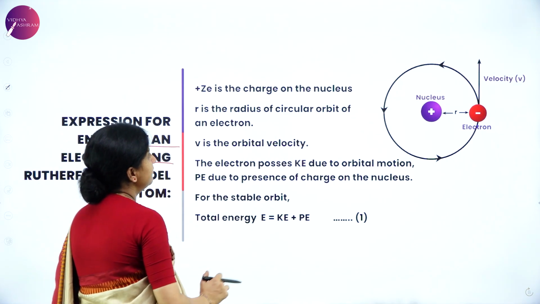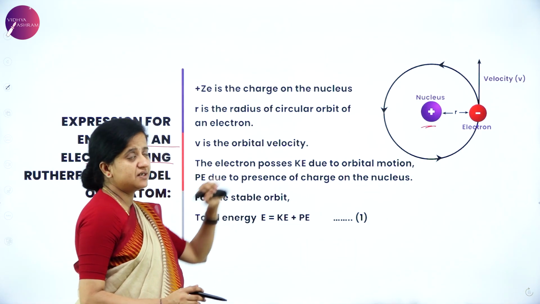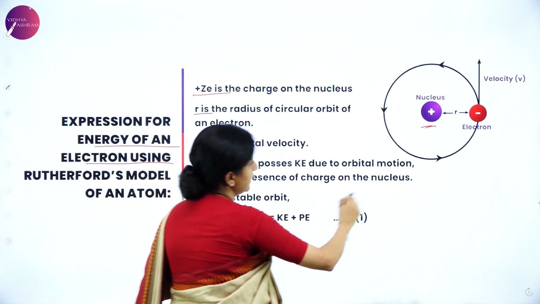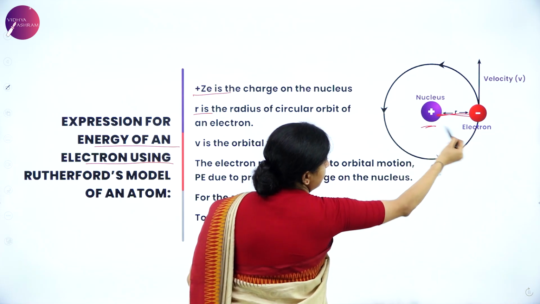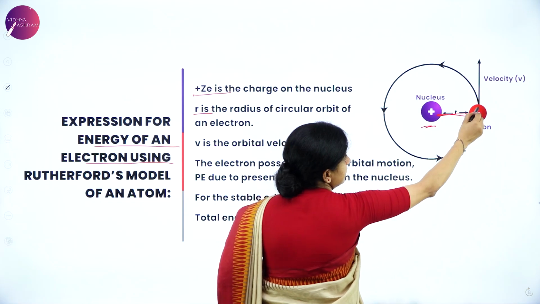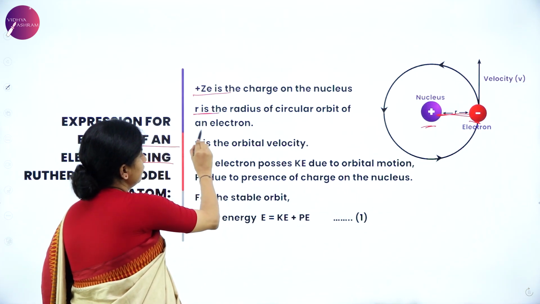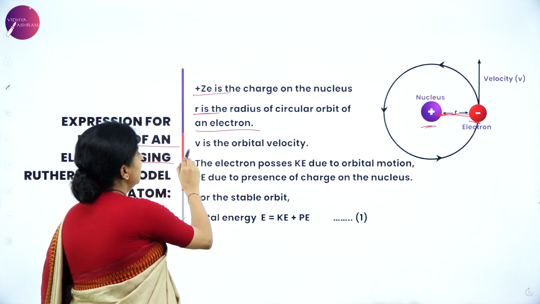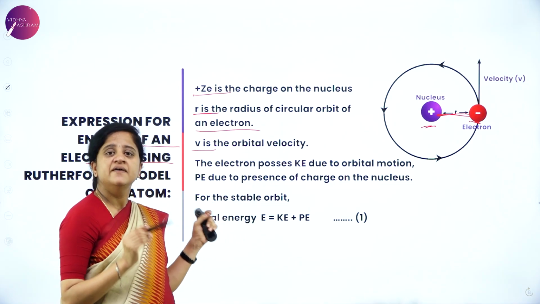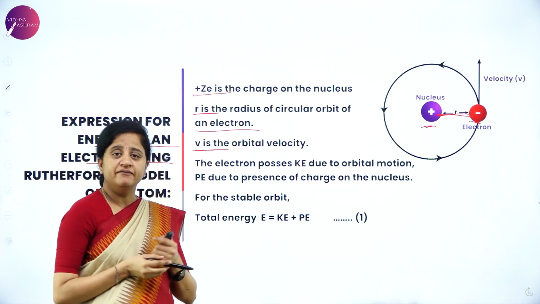For that, I have considered an atom, inside which the nucleus is present. Plus Ze is the charge on the nucleus, and r is the radius of the circular orbit. This is an electron which is present in its own outermost orbit. This is the velocity of the electron. So r is the radius of the circular orbit of the electron and v is the orbital velocity, where the electron is revolving around the nucleus with a certain velocity in its particular orbit.